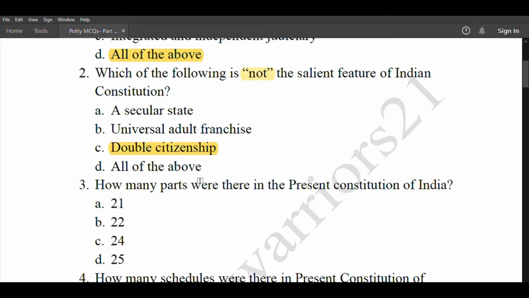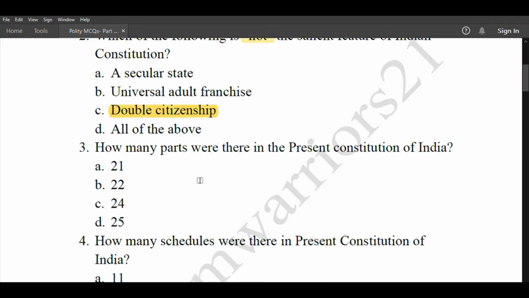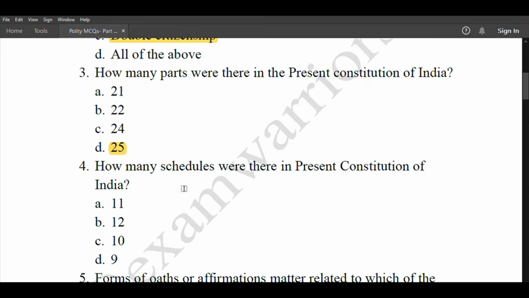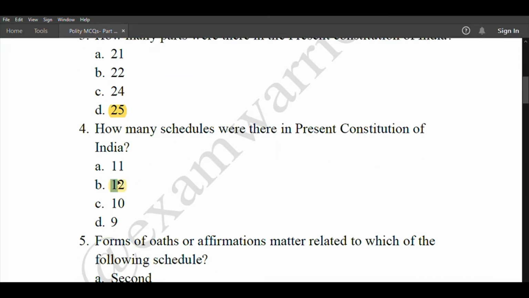Okay, next, come to the next question. How many parts were there in the present Constitution of India? At present we have 25 parts, but at the time of adoption of the Constitution only 22 parts were there. So you should make a note of that also. And how many schedules were there in the present Constitution of India? At present there are 12 schedules, and at the time of adoption of the Constitution we had only 9.